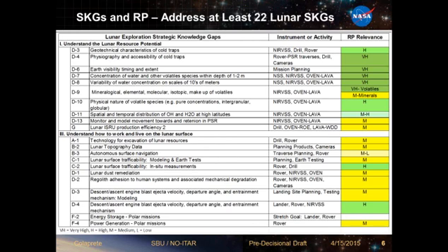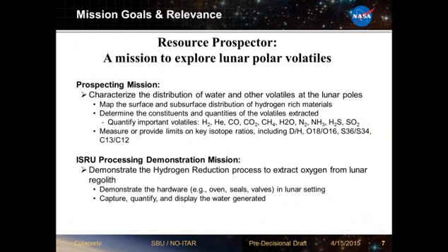So what is the Resource Prospector Mission? It really is a prospecting mission, but it's also an ISRU demonstration mission. So it's a two-in-one. The first part, the prospecting, is really meant to characterize the distribution of water at the poles, other volatiles as well. It's really meant to address that question of heterogeneity. Where is it laterally and vertically at scales of tens to hundreds of meters up to kilometers?